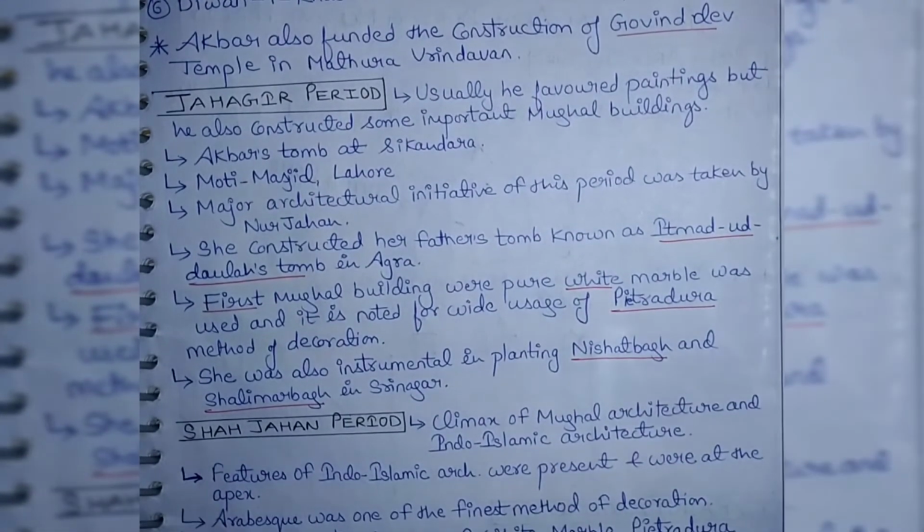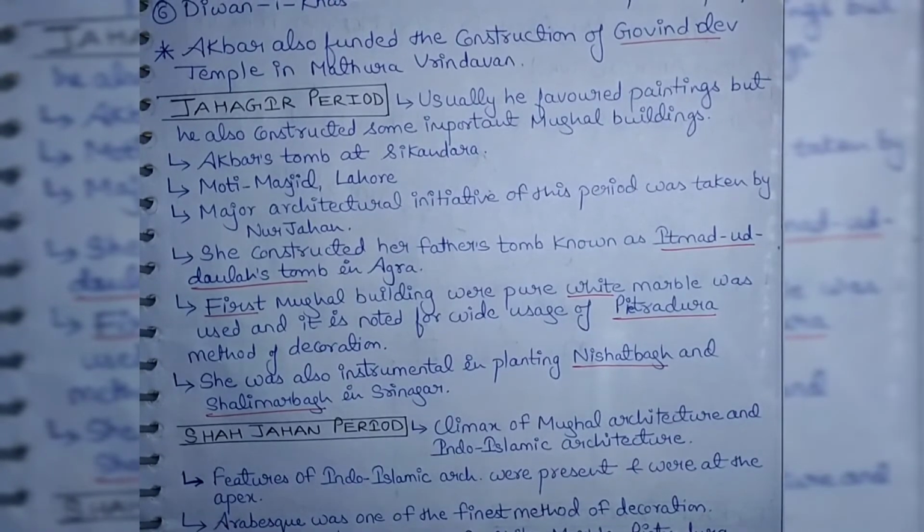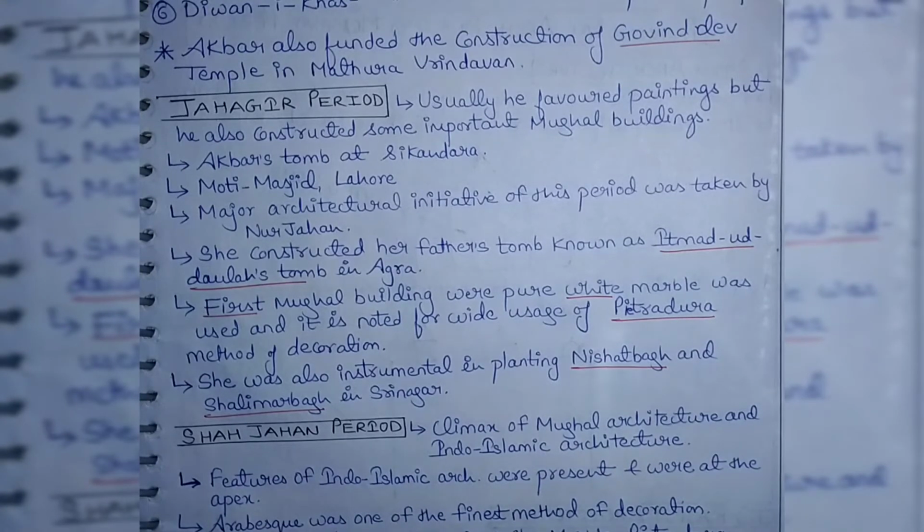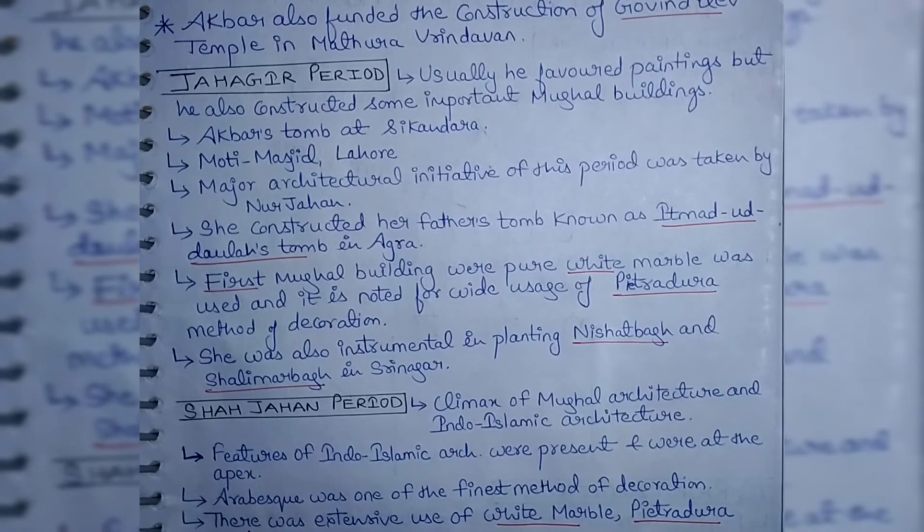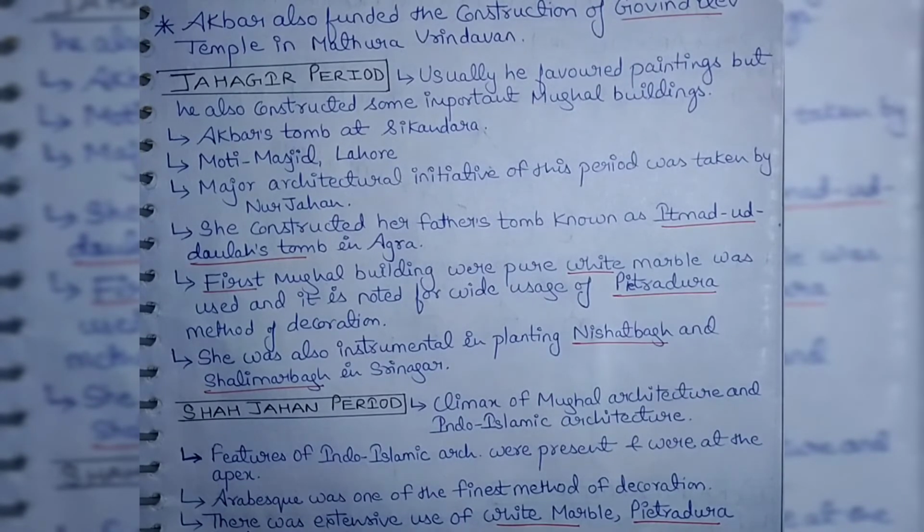Next we'll talk about the Jahangir period. Usually Jahangir favored painting, he loved paintings, but he also constructed some important Mughal buildings like Akbar's tomb at Sikandara, Moti Masjid, Lahore, and major architectural initiatives. Most of the initiative of this period was taken by his wife Noor Jahan. She constructed her father's tomb, known as Itmad-ud-Daula's tomb in Agra.